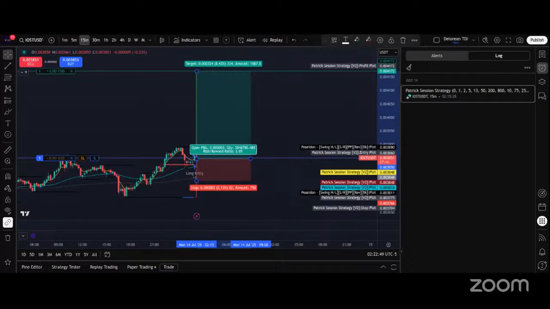And here's your next call. IOS USDT 15-minute confirmation. Market execution buy. Entry price is 0.003848. Stop loss is 0.003766 for 82 pips. Take profit is 0.004172 for 324 pips with a risk to reward ratio of 3.95.